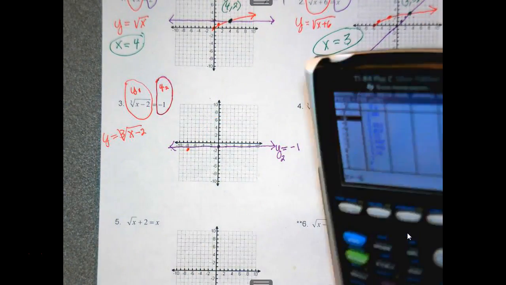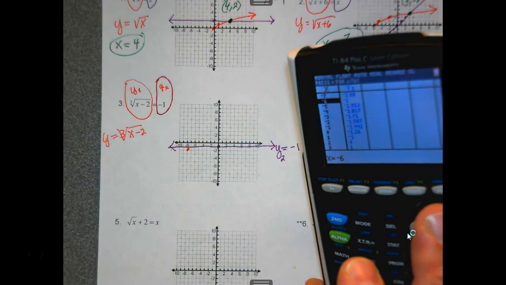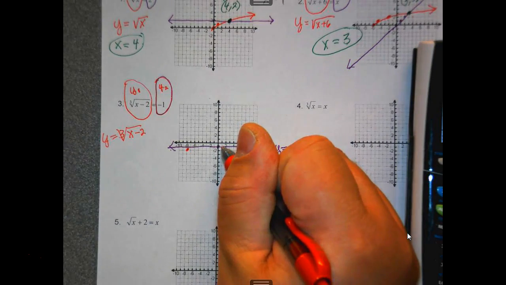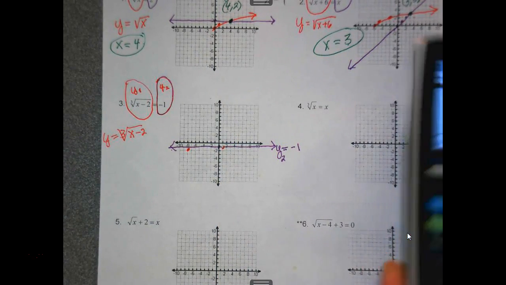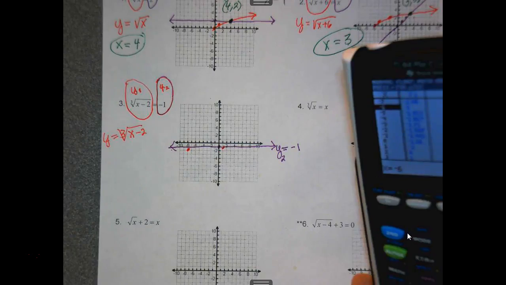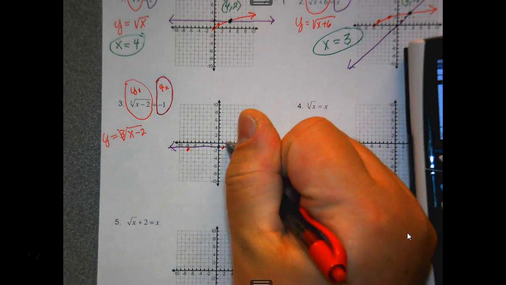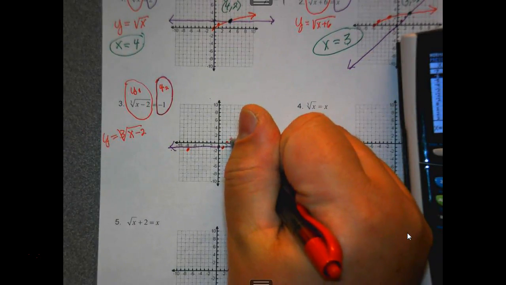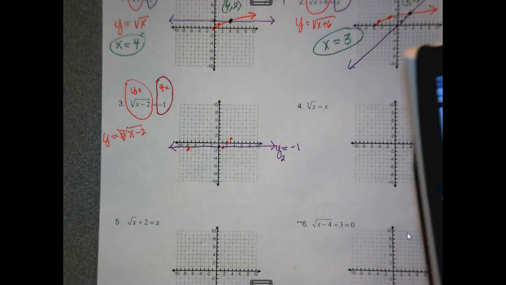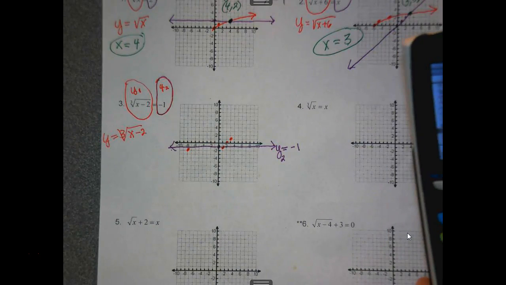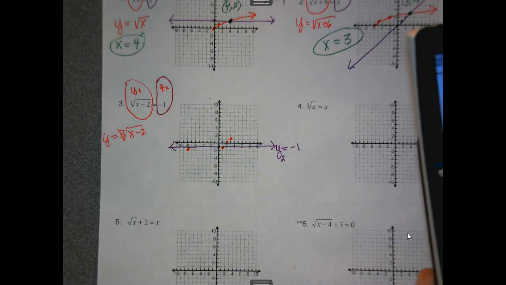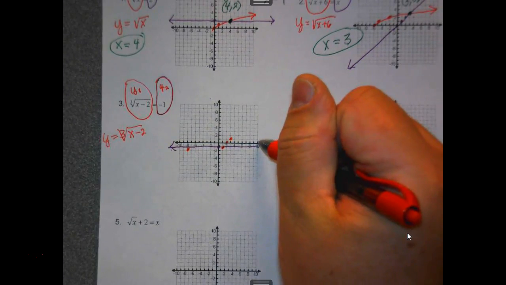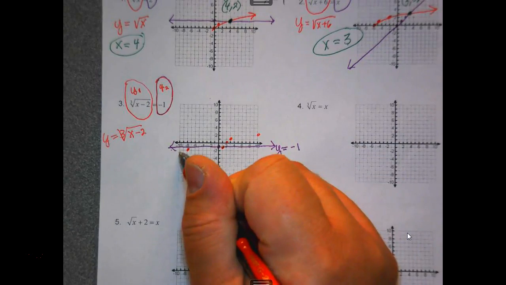What else we got? (1, -1). Ooh, it intersects there. (2, 0). (3, 1). And something tells me it might be off the graph. Oh, (10, 2), just barely. So here's my cube root graph.